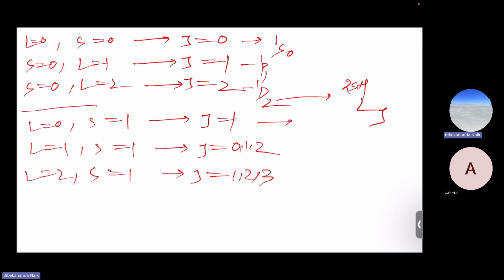Here also S is 1, so this is 3S1. Here again this will be 3P0, 1, 2, and this will be 3D1, 2, 3. So this is the way in which the splitting of the spectral line occurs, and we get the fine structure splitting of the spectra. So that was the concept of LS coupling.